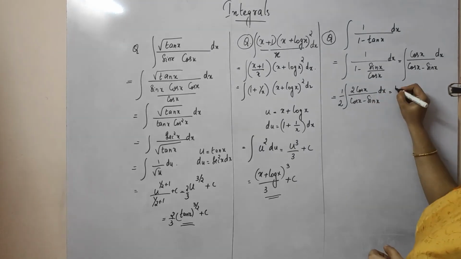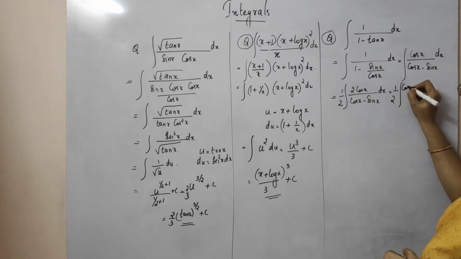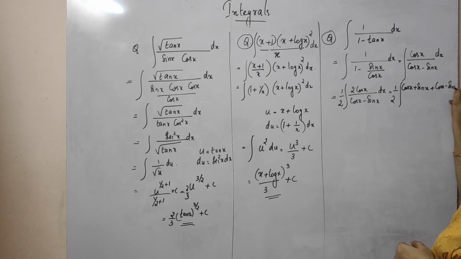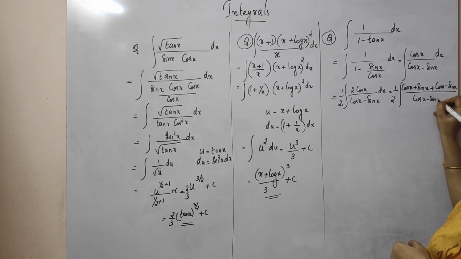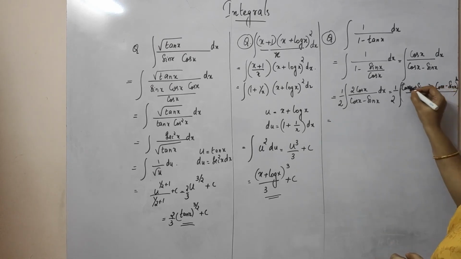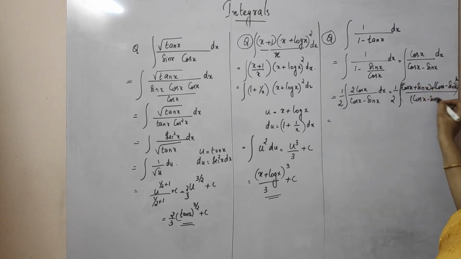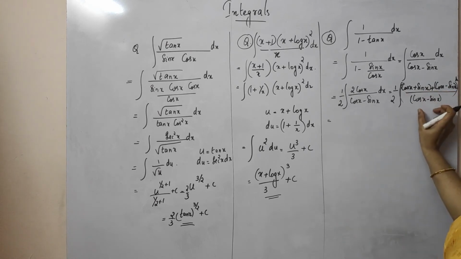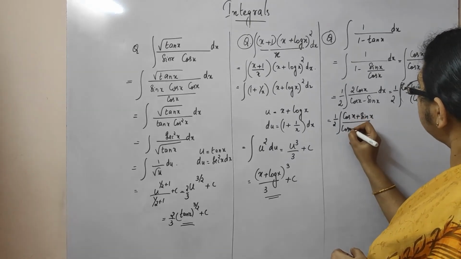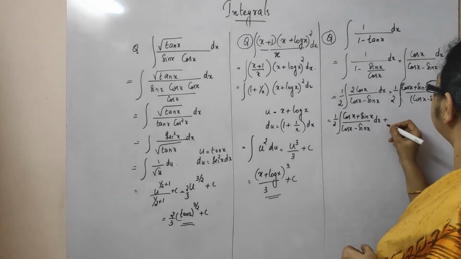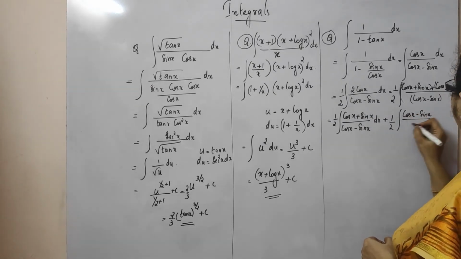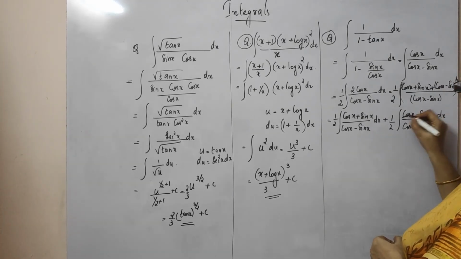Now I can even write this as 1 by 2 times 2 cos x. I'll split it: cos x plus sin x, plus cos x minus sin x, the whole divided by cos x minus sin x into dx. I have written dx there. So this is equal to, now I club these two, and I divide each of these clubbed terms by cos x minus sin x. So what do I get? 1 by 2 times integral of cos x plus sin x by cos x minus sin x into dx plus 1 by 2 times, because 1 by 2 is common, integral of cos x minus sin x by cos x minus sin x into dx. Now further, this and this get cancelled.